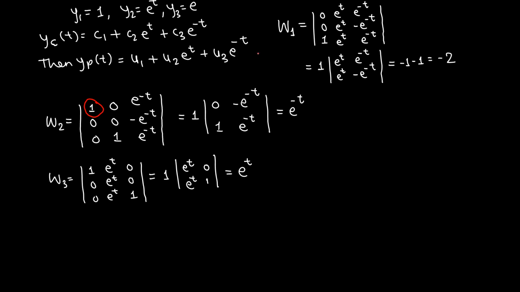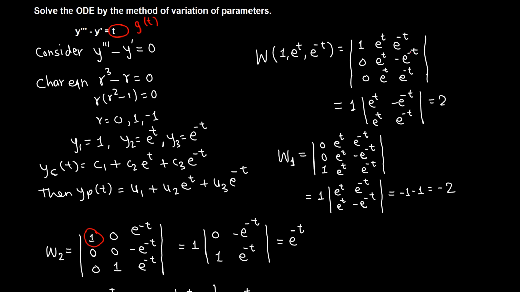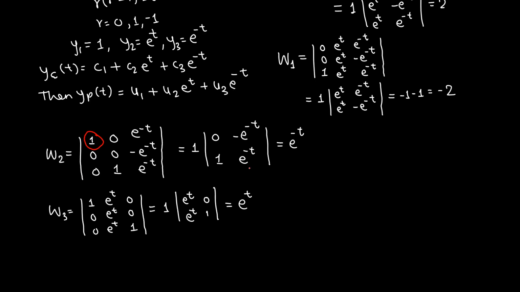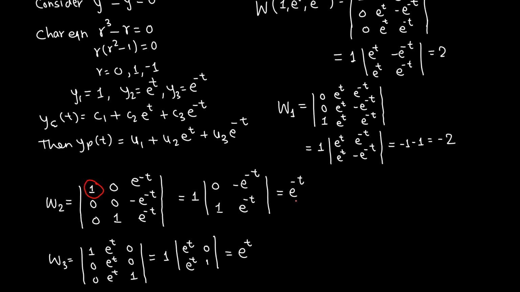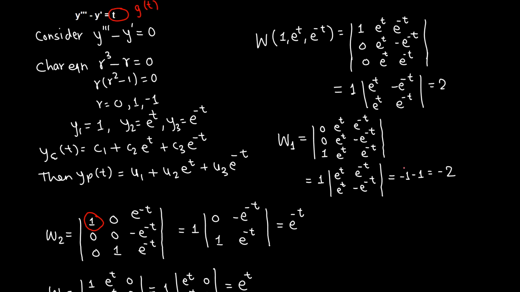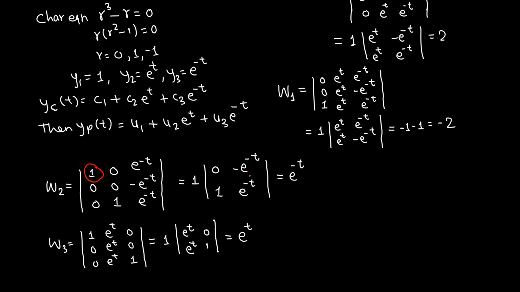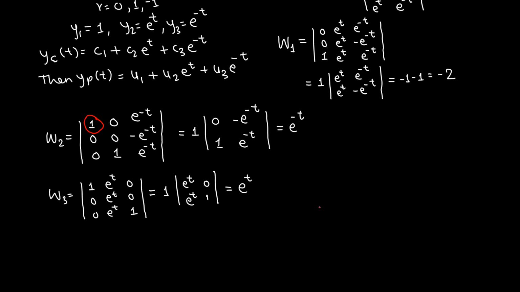And w3 is w that we've seen earlier, same w, but the third column is replaced by 0, 0, 1. Let's expand along the first column to compute this determinant. So 1, then we delete the row and column. So e^t, 0, e^t, 1, and find this 2 by 2 determinant, multiplying this minus this, so just e^t. So we have now w as 2, w1 is negative 2, w2 is e to the negative t, and w3 is e^t.